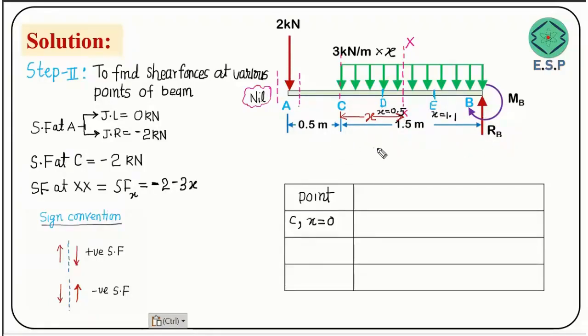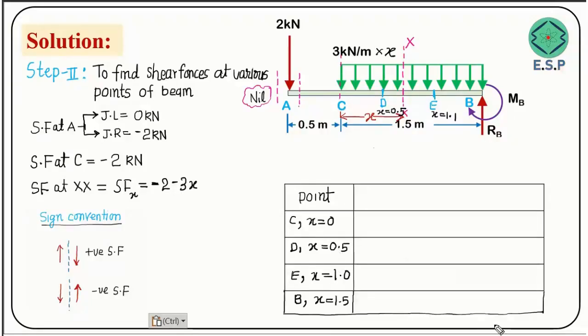I have put these three points just for simplicity. So A, B, C, D: at D, x equals 0.5. Next we have E, where x equals 1, and the last point B, where x is going to be 1.5. Hopefully this is clear to you. All are in meters. So this is the point B, and we have got all these points.